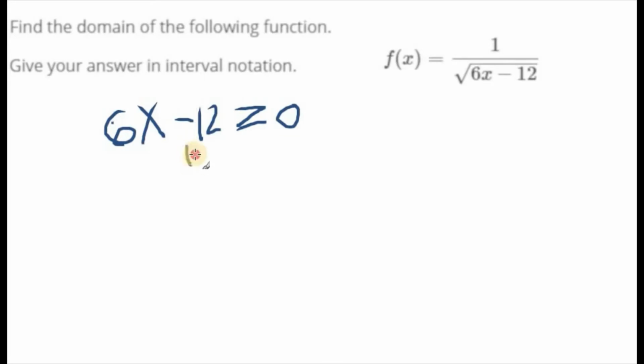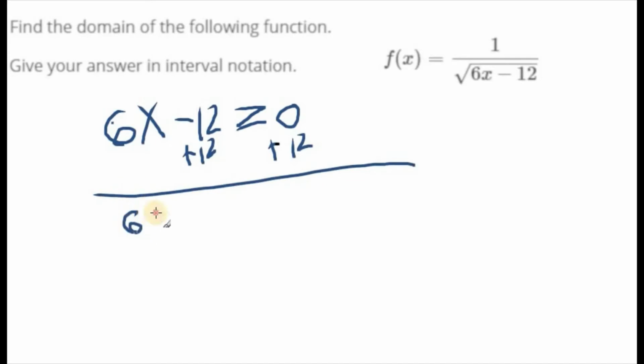And you'll solve for x, so you'll add 12 on both sides. You'll drop down to 6x in the sign, and then 12. And then you divide both sides by 6. You'll get x is greater than or equal to 2.